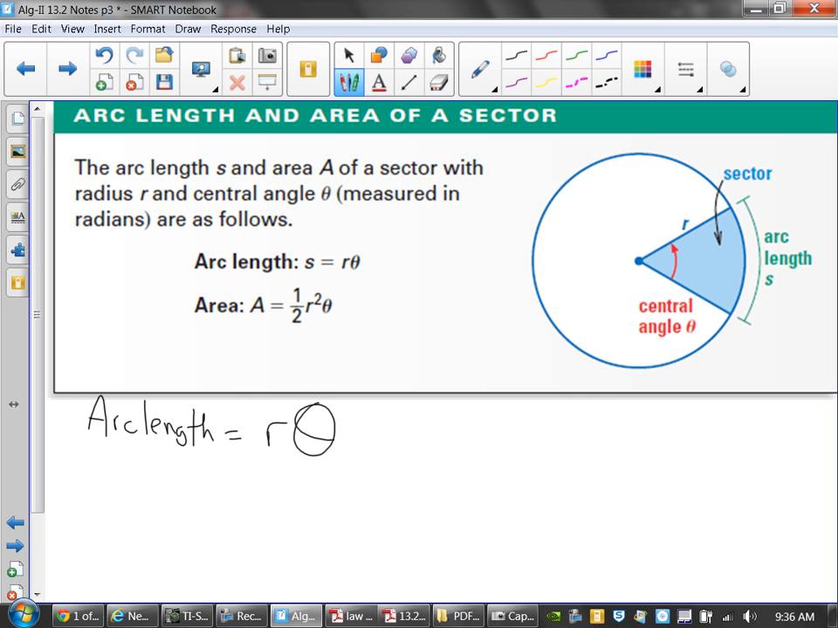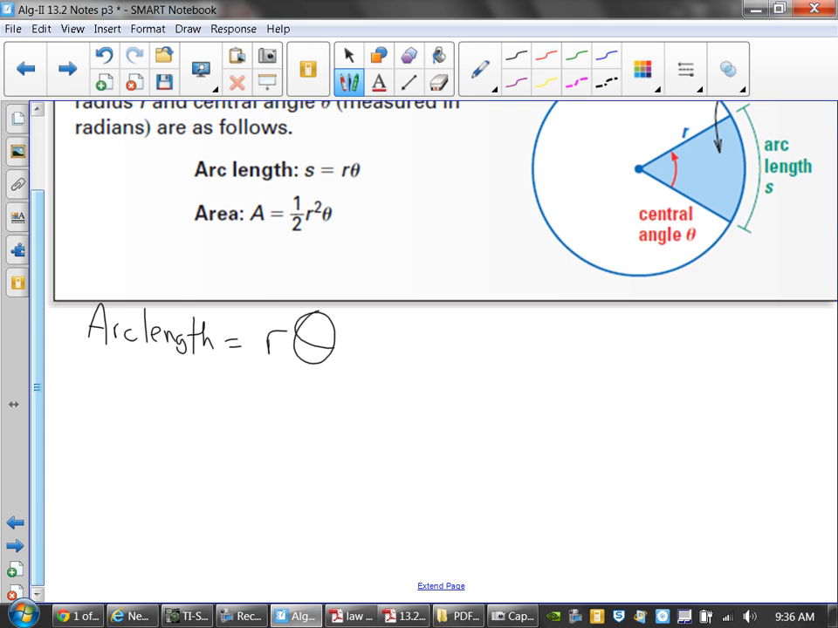So, for example, if I say that I have a circle with radius of 4, and I want to find the arc length with something that is 40 degrees, I have to convert 40 degrees to radians. By how? Multiply it by pi over 180.